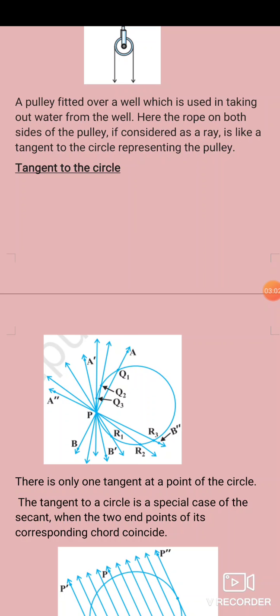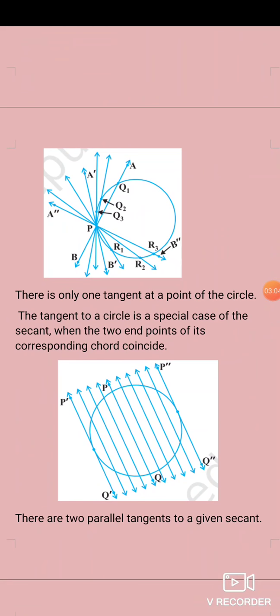Okay. Now the next point, listen carefully to this figure. There are two parallel tangents to a given secant. So consider that secant PQ. For this secant, how many parallel tangents can we draw? Only two parallel tangents we can draw for the given secant PQ.